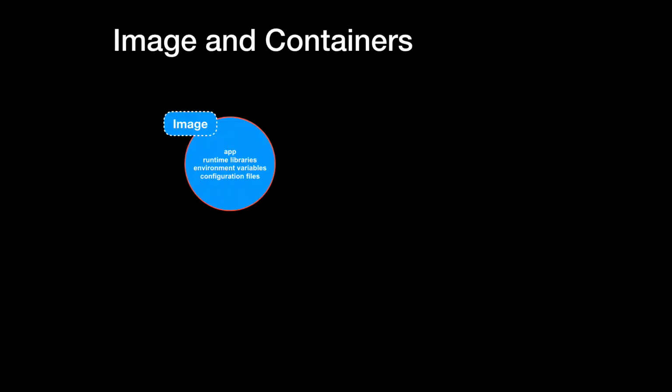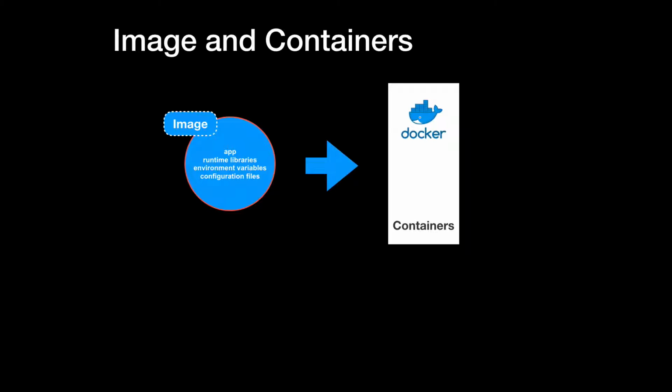So all you need for this is an image. So an image will have your application, some runtime libraries that you need for your application, the environment variables that are needed, and the configuration files. And then what would happen is your image will be used as an instance for the container. So your image would run on that container, and you could have multiple containers for that same image, and that's how your application scales.